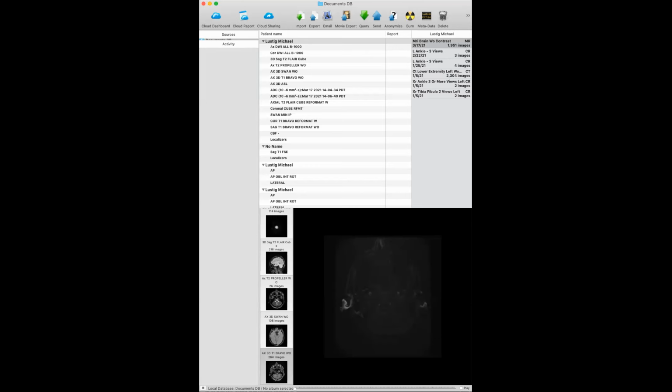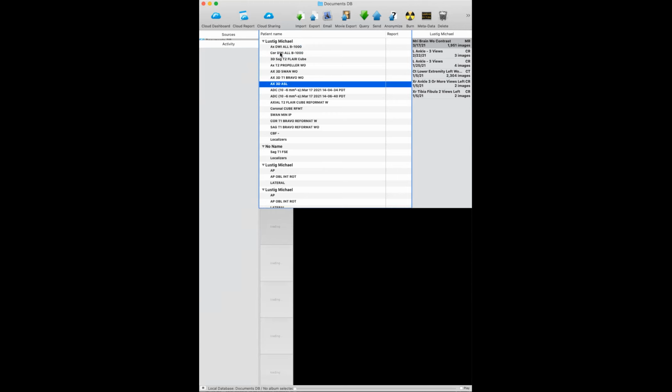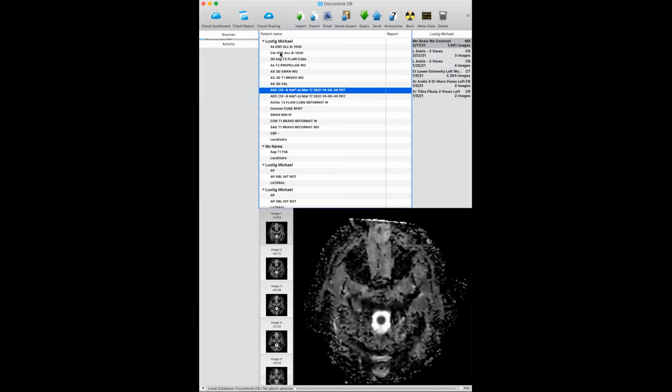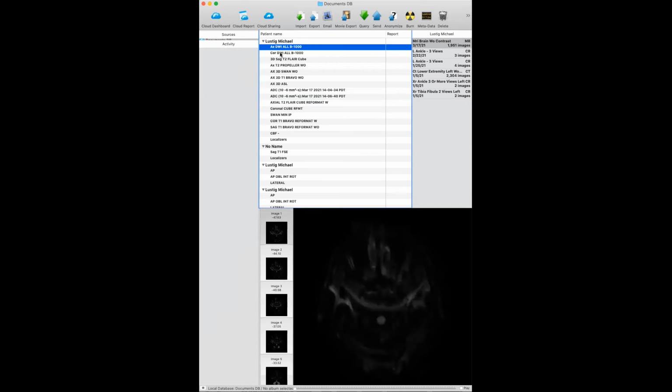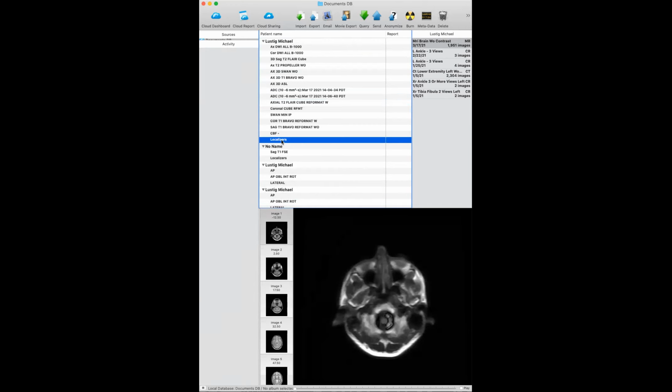Okay, so first of all, each one of those is an individual sequence, or at least most of them are individual sequences. Some of them are actually processing of some of the sequences. But this is a somewhat routine brain MRI. And here are some of the things that were there. The first thing that they collect is what's called localizers, just to know where things are within the scanner.